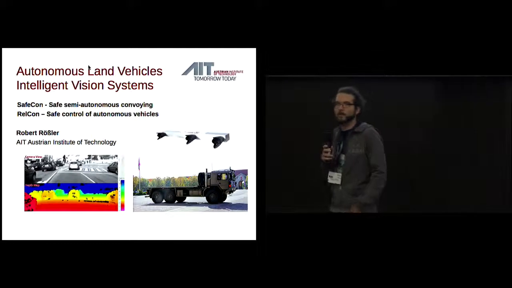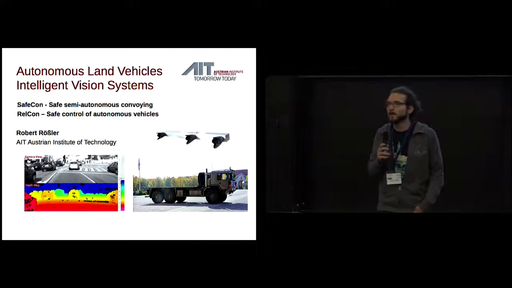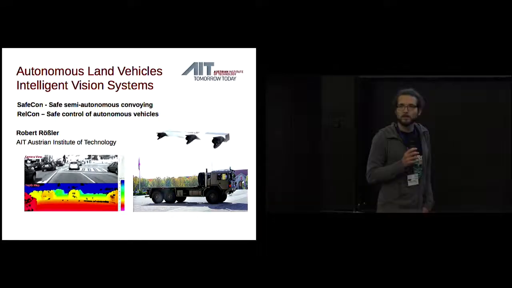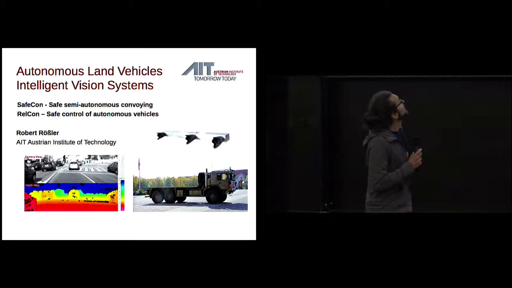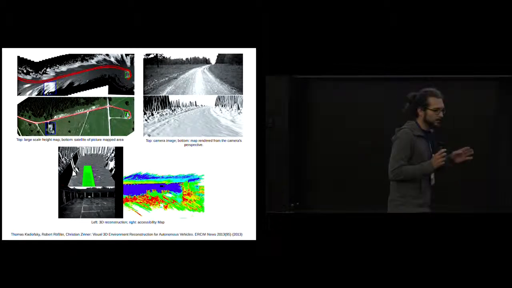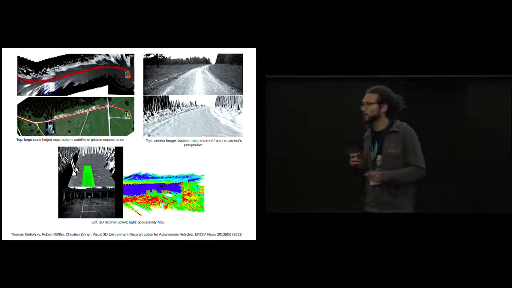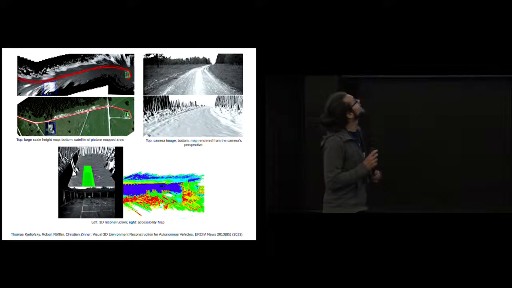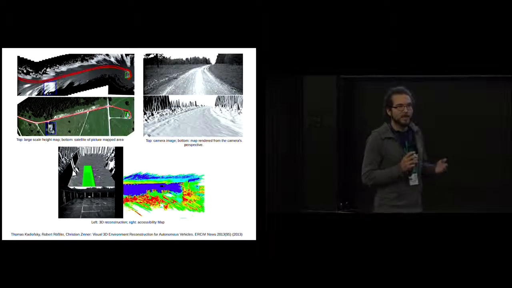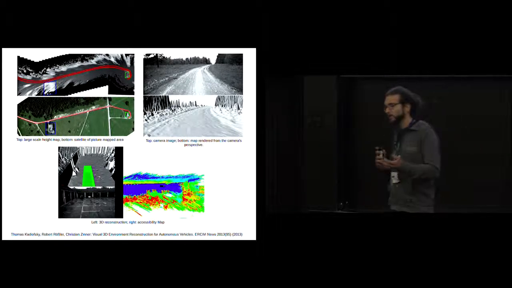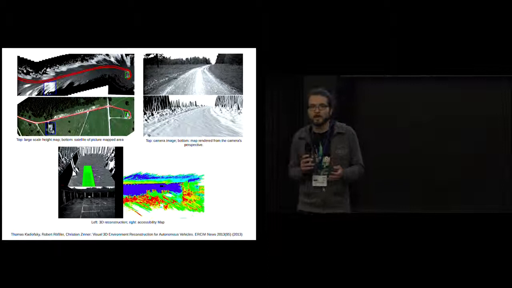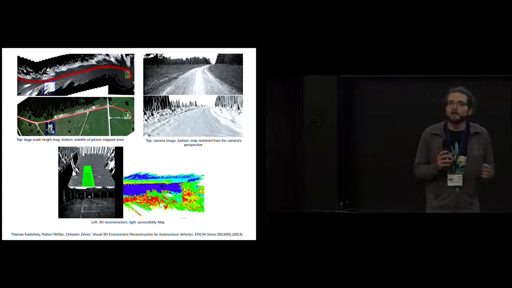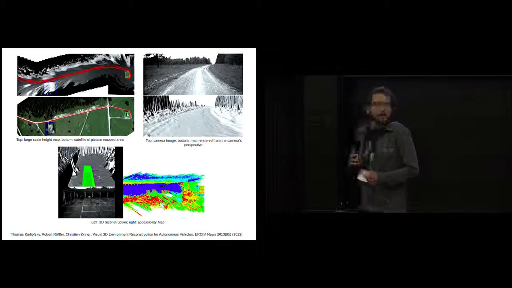My name is Robert Rössler. I'm a research fellow at the Austrian Institute of Technology, the largest extramural research institute in Austria. Next slide, please. I will give you a short peek into our research in the area of autonomous land vehicles. We are developing a modular and scalable system for retrofitting highly specialized vehicles, like vehicles only existing several times in the world.